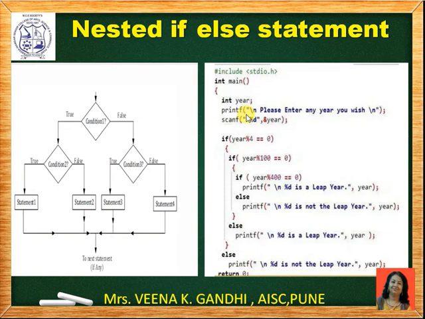Now this year is not a leap year. If it is not divisible by 4, the remainder is not equal to 0, so it will come directly to the else part. It will print it is not a leap year. Suppose the year is 2000.